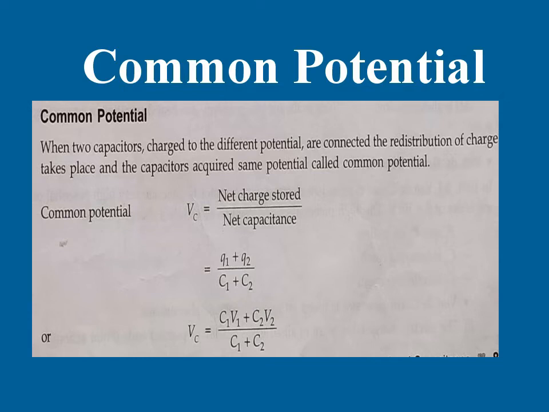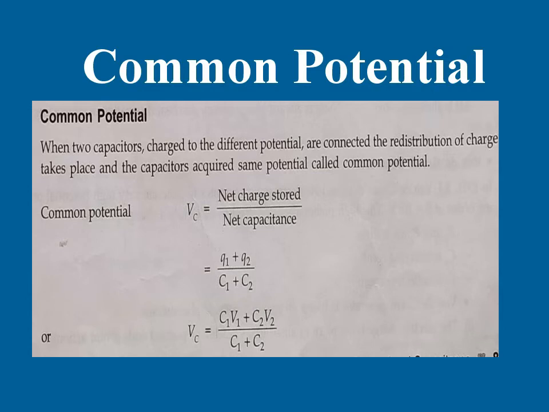Now, by the definition of common potential, we conclude that the common potential Vc, V for potential and C for common, should be equal to the net charge stored upon the net capacitance. You know net means total. Here we consider two capacitors, so we get two charges Q1 and Q2 and capacitors C1 and C2. What is the formula of Vc? Vc should be equal to Q1 plus Q2, because you find the total value. If you consider three capacitors, then Q1 plus Q2 plus Q3 and so on. So Q1 plus Q2 upon C1 plus C2.